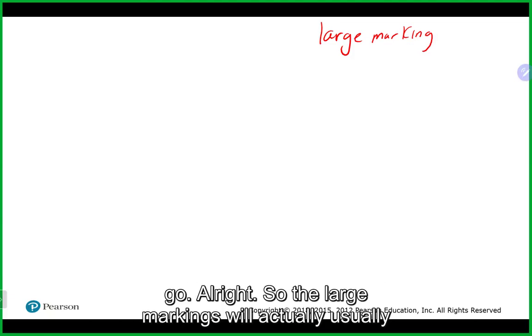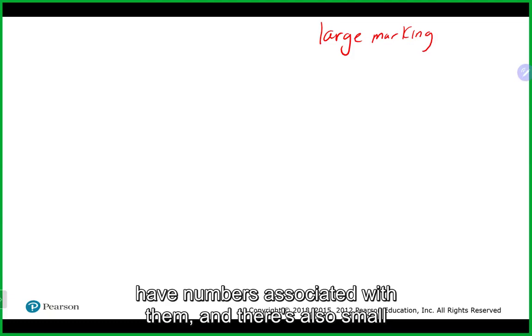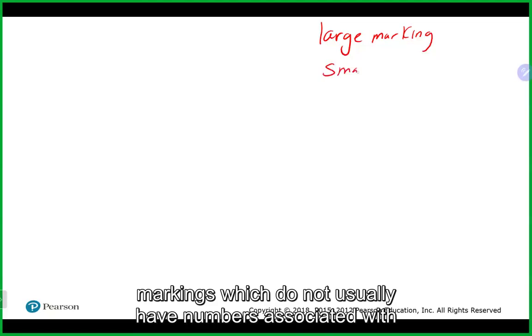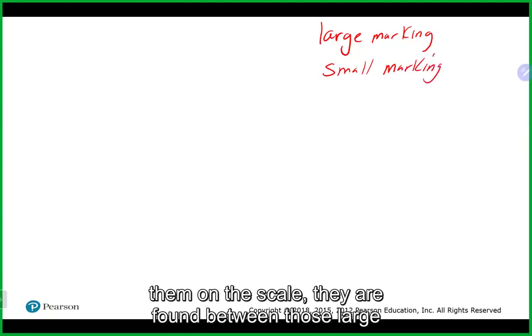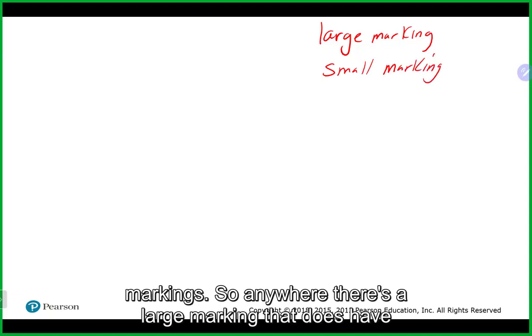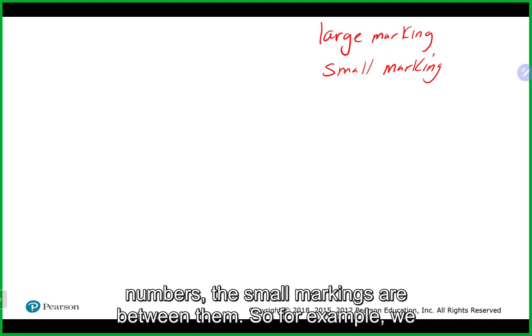So the large markings will usually have numbers associated with them. And there's also small markings, which do not usually have numbers associated with them on the scale. They are found between those large markings. So anywhere there's a large marking that does have numbers, the small markings are between them.